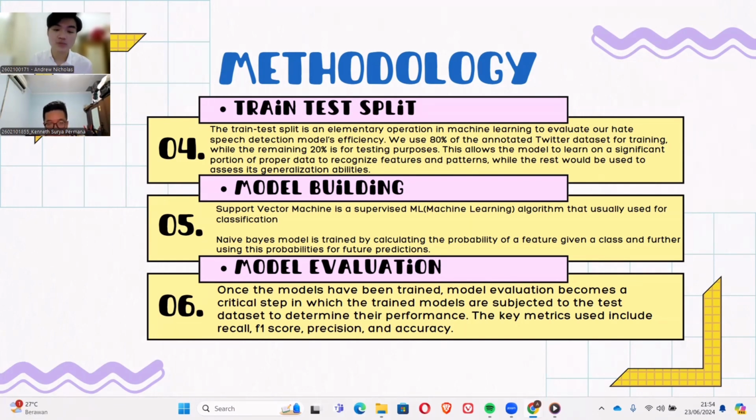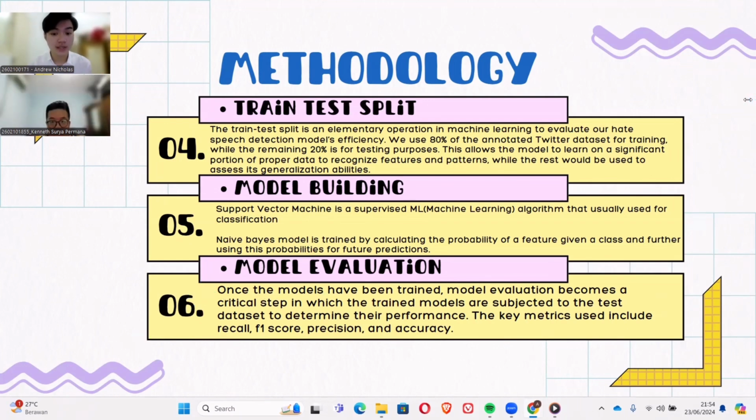The fifth part is model building. We use support vector machine and Naive Bayes. Support vector machine is a supervised learning algorithm that is usually used for classification. The Naive Bayes model is trained by calculating the probability of a feature given a class and further using these probabilities for future predictions. The last part is model evaluation.